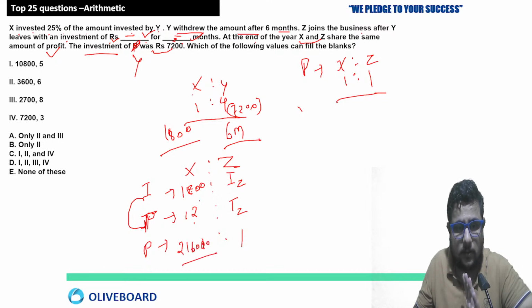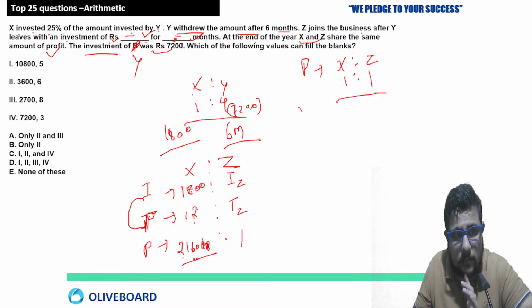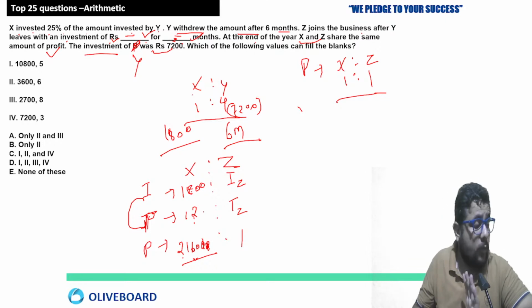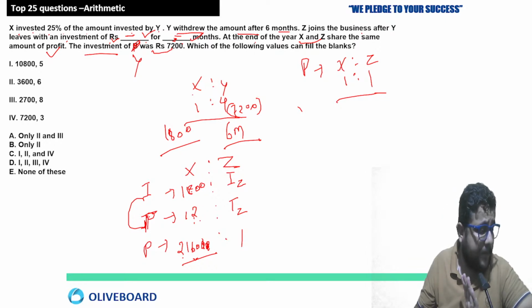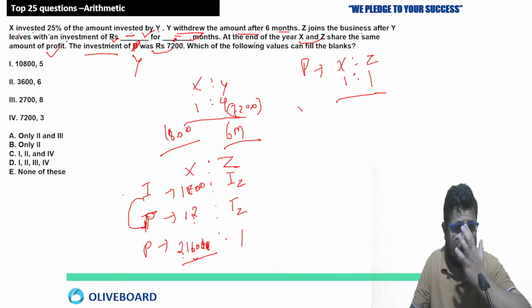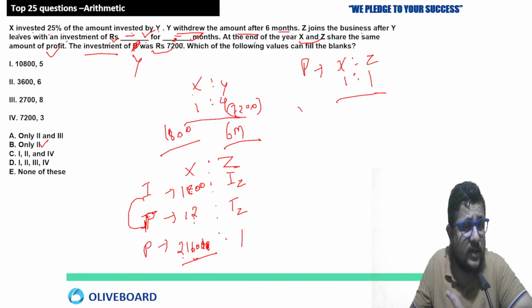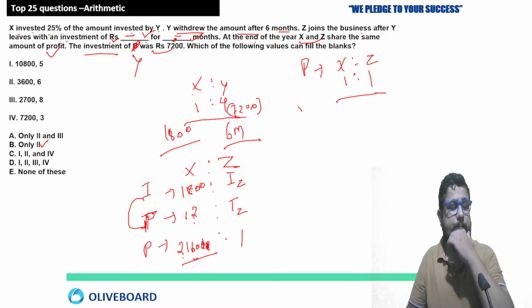Clear? 100. Yeah. 21,006. Yes. 21,600. Second option. Great. What about others? Second option means only second you are saying. Only two. What about others?